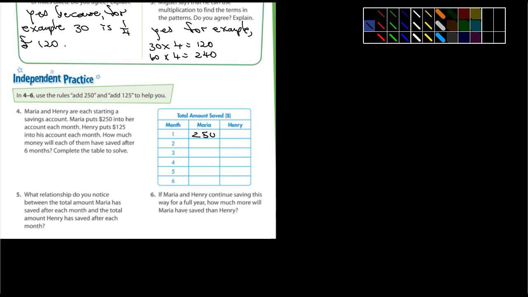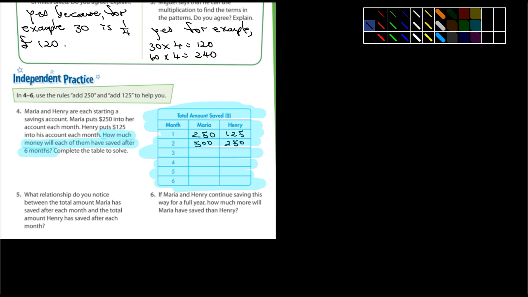$250. What would be the next month? Another $250, so that would be $500. Henry, $125. And then another $125 would be $250. And so Classcraft, I'll let you guys finish filling that out. To answer the question, how much money will each of them have saved after 6 months? So once you fill that out, you'll have that answer.